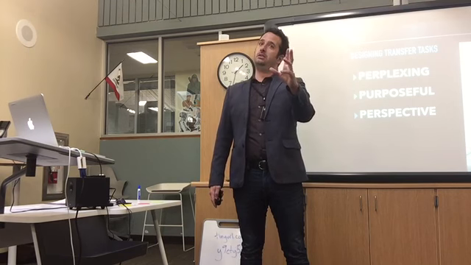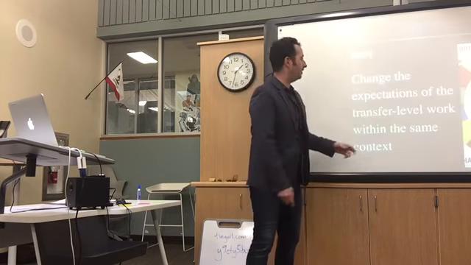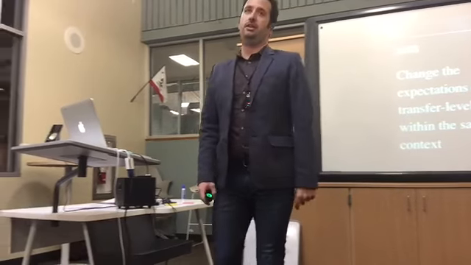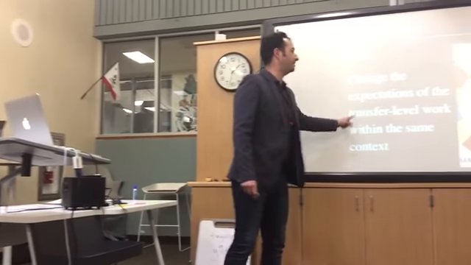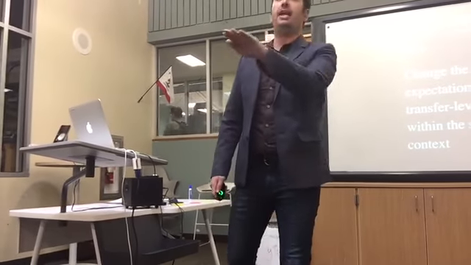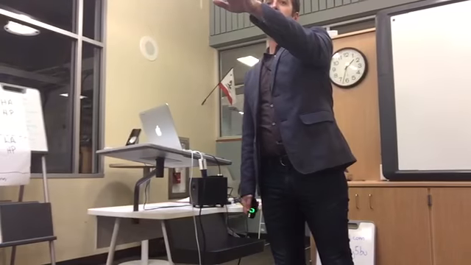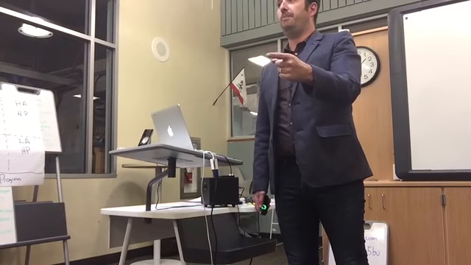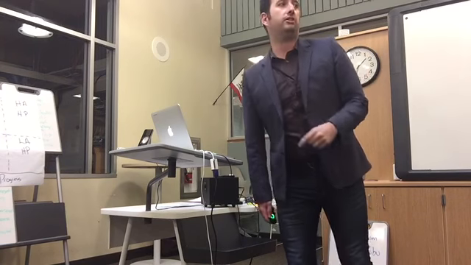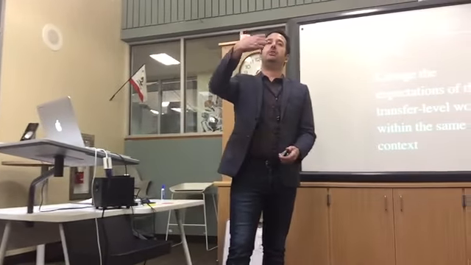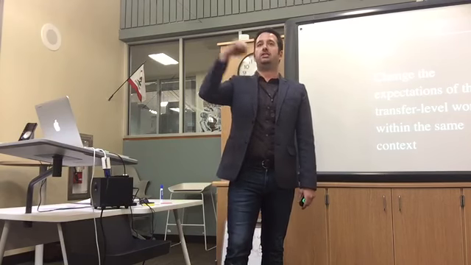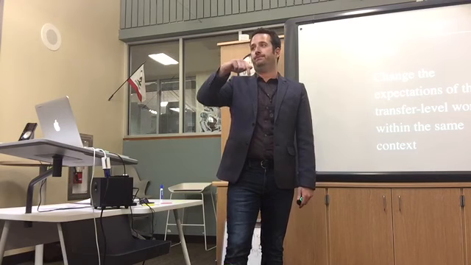Does that make sense? So let me give you a couple of ideas. How do you make something perplexing? Number 1, throw twists at them. What does that mean? Change the expectations of transfer level work within the same context. They were going to do a PowerPoint presentation for you. Now they're going to write an op-ed. You change the task on them when they're doing transfer. Why? Because that pushes them to go back to focus on deep level learning, because kids have a tendency to skip from surface to transfer.